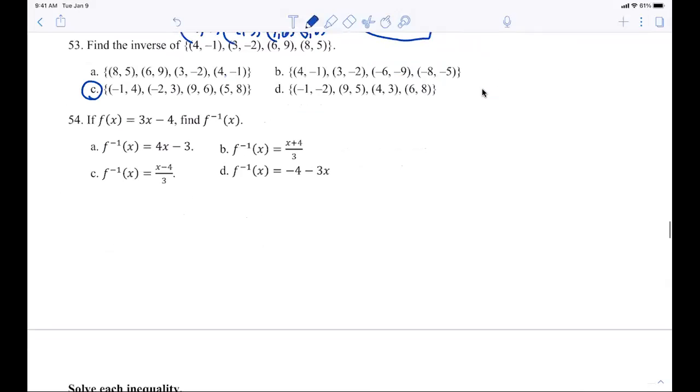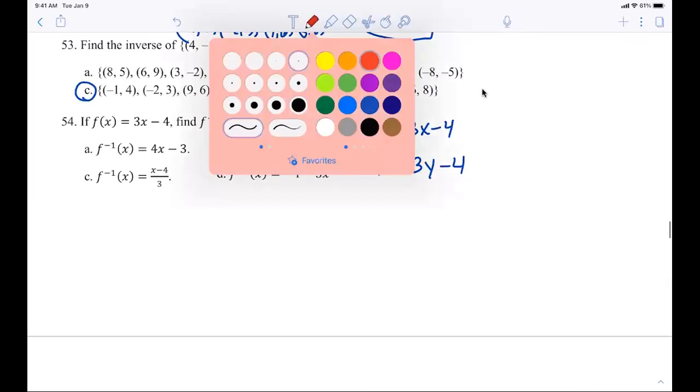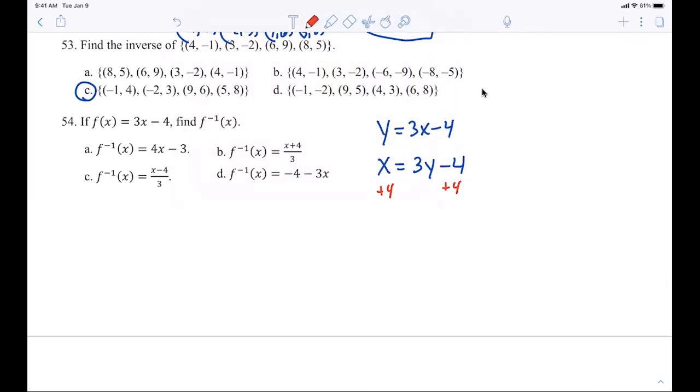All right, now to actually calculate the inverse, remember, you would say Y equals 3X minus 4. And then what do you do with X and Y again? Switch them. So X equals 3Y minus 4. Now you solve for Y again. So I'm going to add 4 to both sides. So X plus 4 equals 3Y. Now I divide both sides by 3. So it looks to me like Y equals X plus 4 over 3.